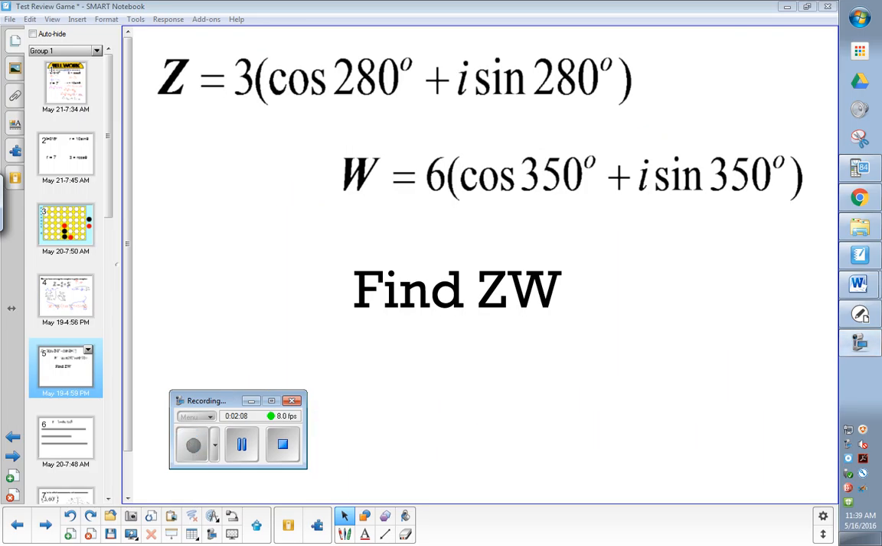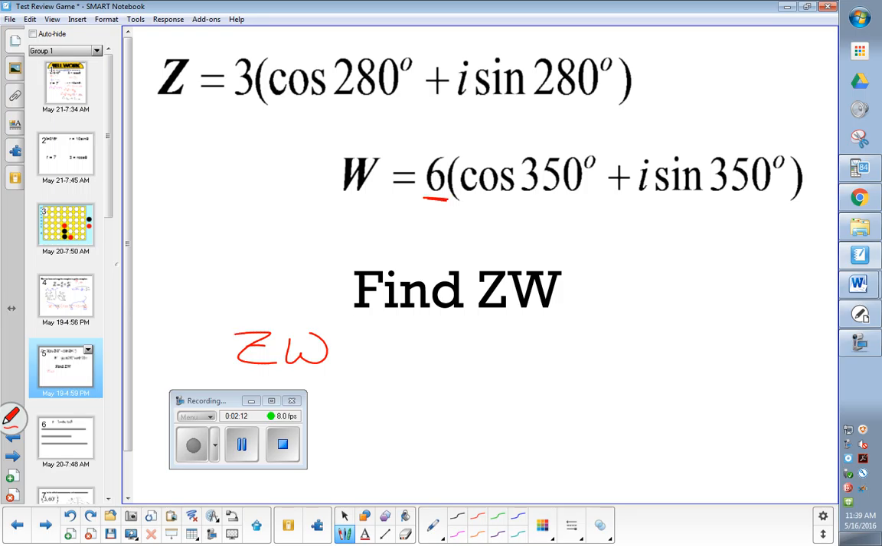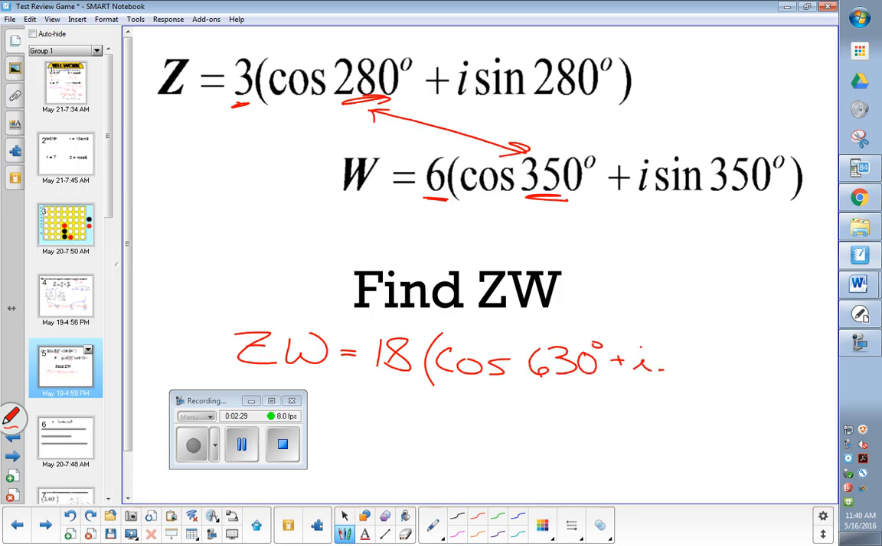So remember, if we're multiplying, it's really easy to find ZW. All we're doing is taking the two radiuses and multiplying them together. So 6 times 3 is 18. And then it's cosine of our angles. What are we supposed to do with our angles when we're multiplying? We add them. So 280 plus 350 gets you 630. Plus I sine 630, which is a completely reasonable answer.